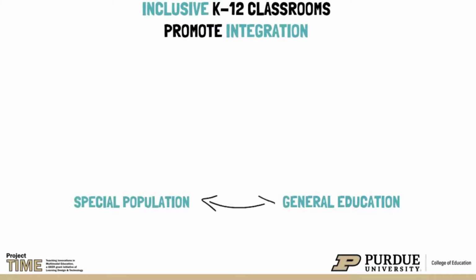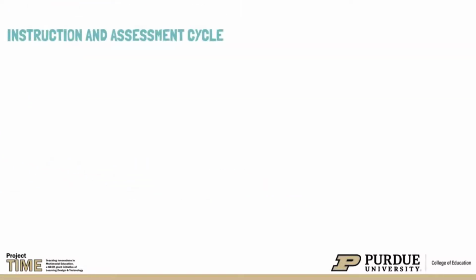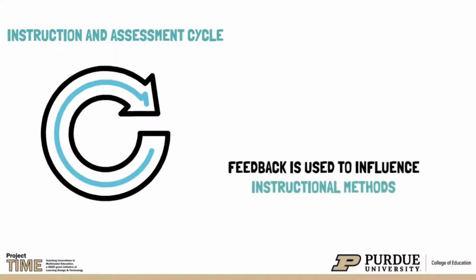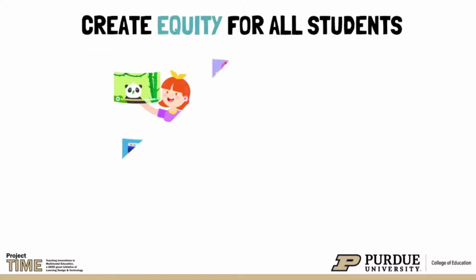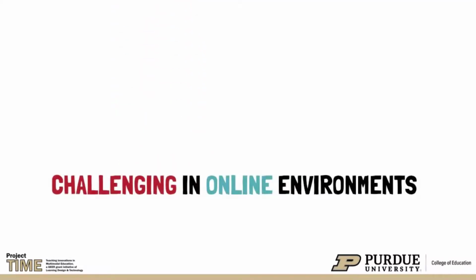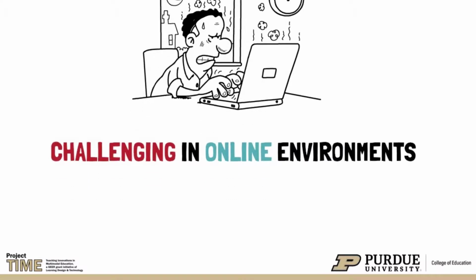In inclusive K-12 classrooms, special population students integrate with general education students. All students engage in the instruction and assessment cycle where feedback is received from students which influences instructional methods. It is important to differentiate instruction and assessments to create equity for all students. Differentiation through assessment, accommodations, and modifications is very challenging in online environments.